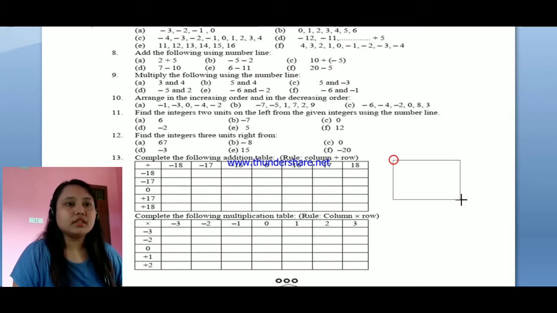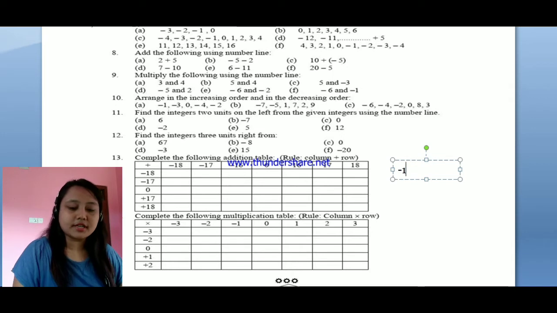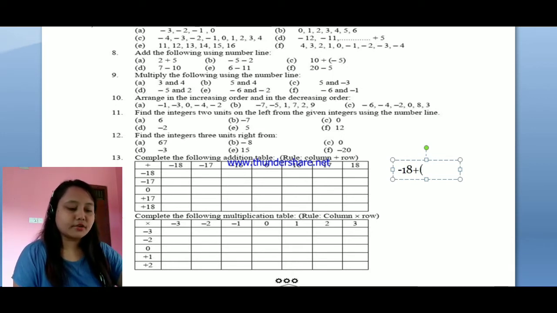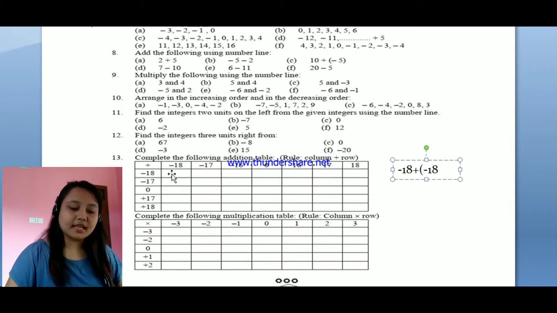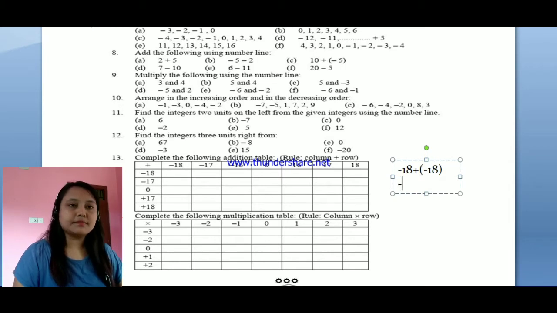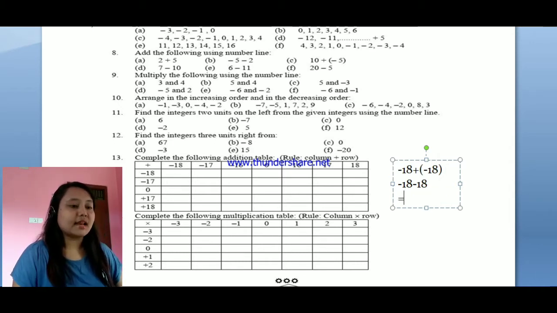Now the question is asking you for the addition, right? So minus 18 is there and you have to do the addition. Therefore I wrote plus, and in brackets again minus 18, since in the column also there is a minus 18. So I will be keeping it in a bracket. Then minus 18 will be there, and minus into plus becomes minus only, right?